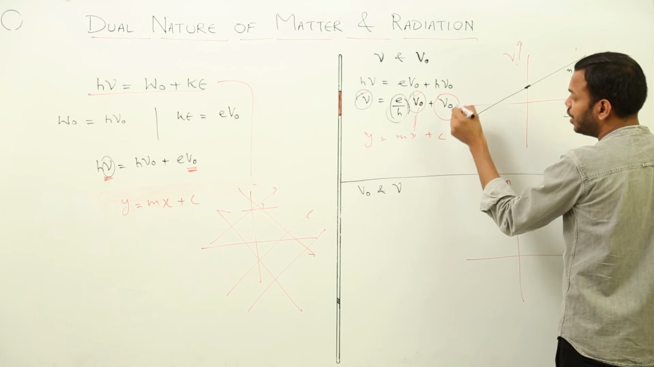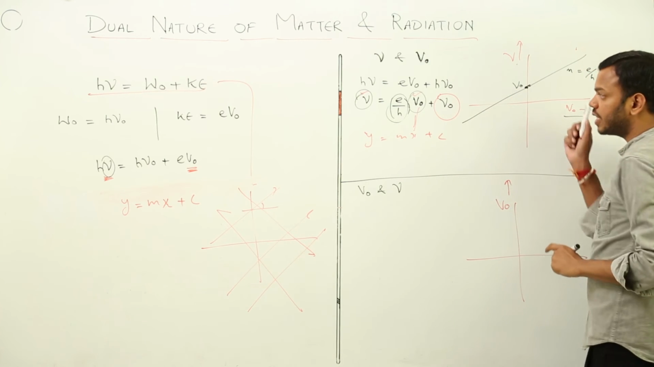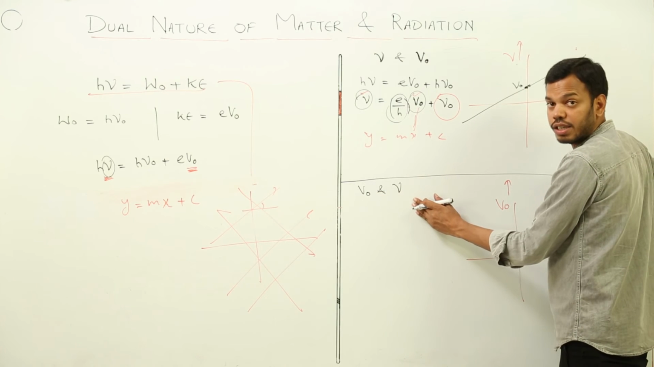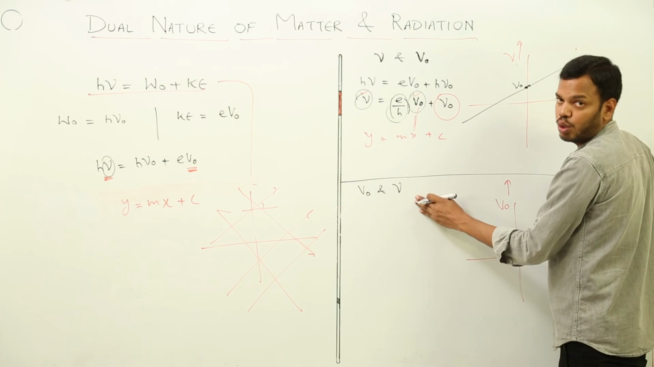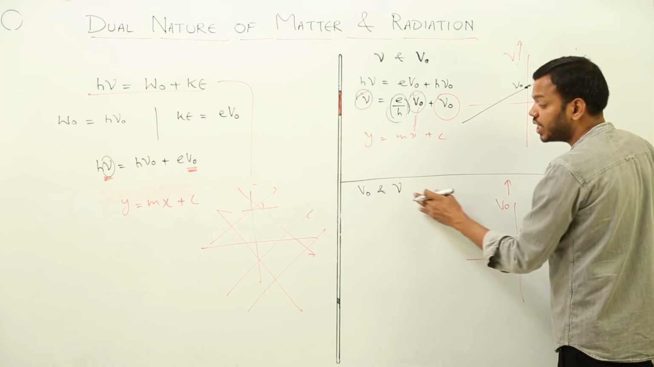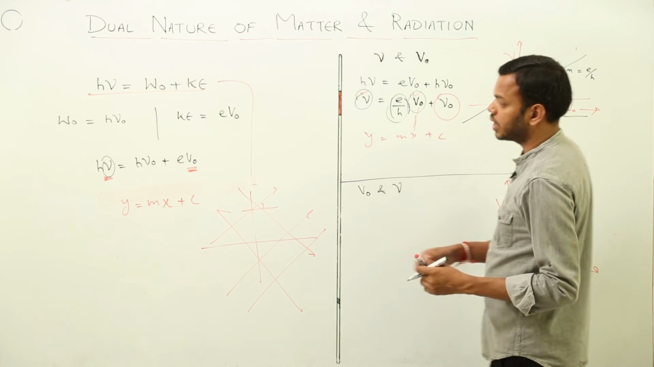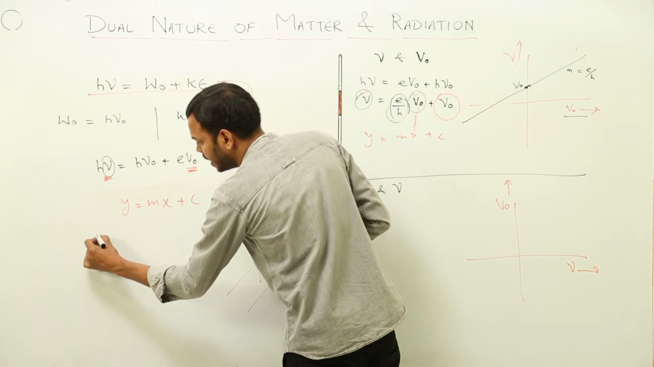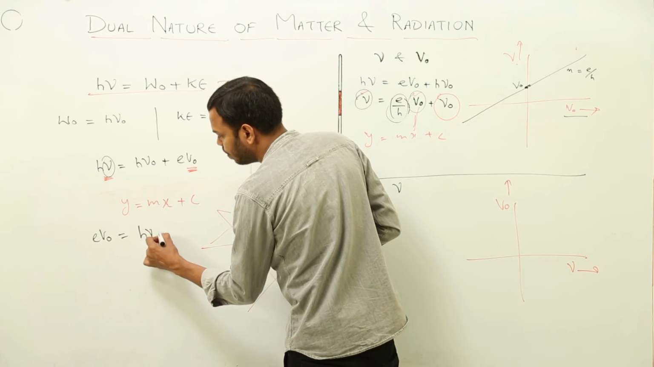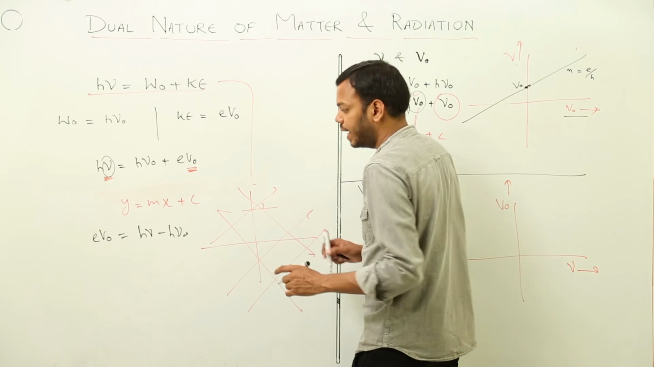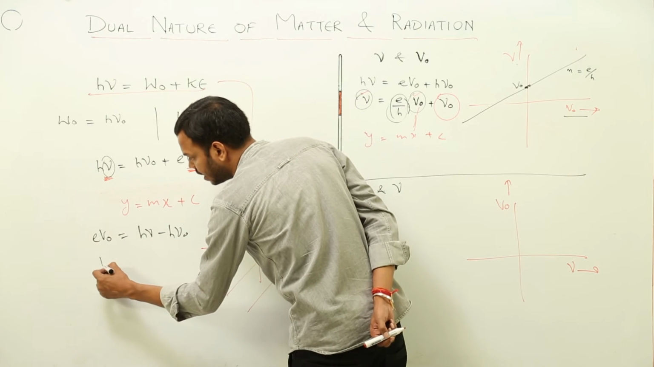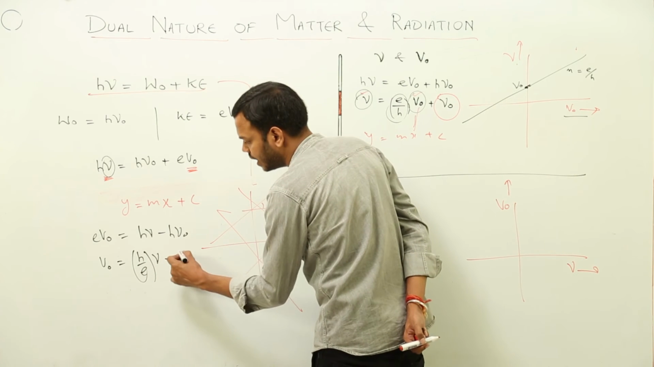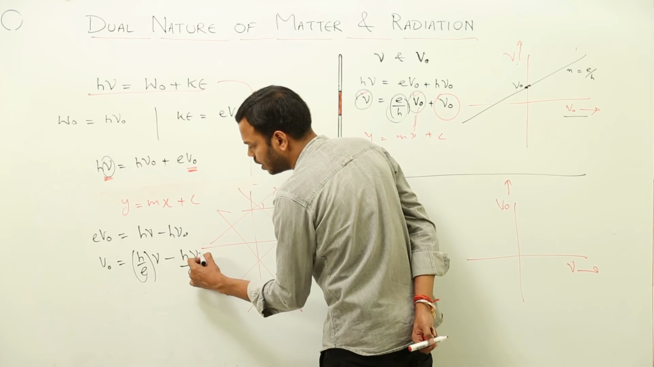Then the nu naught, which is the y-intercept, this is positive. Same thing if I do it for the stopping potential versus frequency graph. So what were the changes? I want this term to be on one side. So I am changing it as eV naught is equal to h nu minus h nu naught first of all. Then I am dividing it by e. I will get V naught is equal to h upon e times nu minus h over e times nu naught.